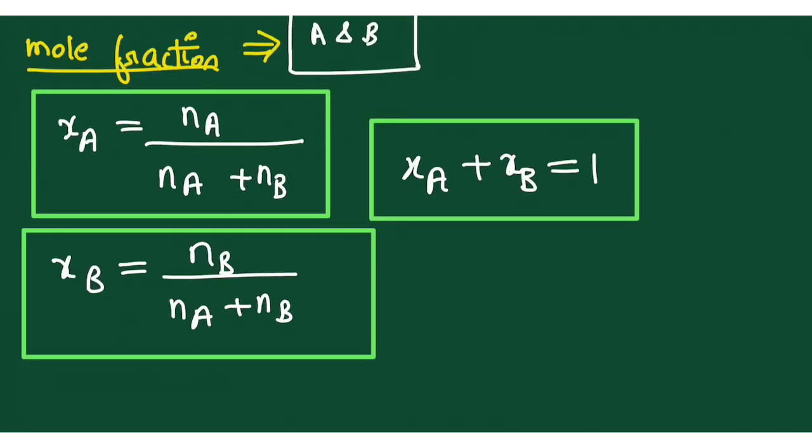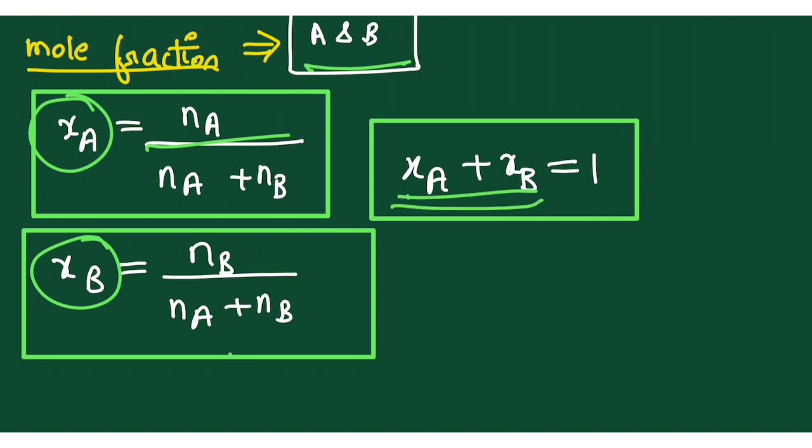Now, mole fraction. Mole fraction is the last concentration term. If we have two components, say A and B, in a system, then XA will be Na, that is moles of A, divided by Na plus Nb, the sum of moles of both the components. Xb is equal to Nb divided by Na plus Nb. As it is a fraction, Xa plus Xb will be equal to 1.